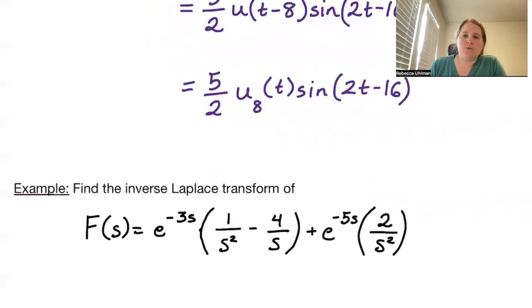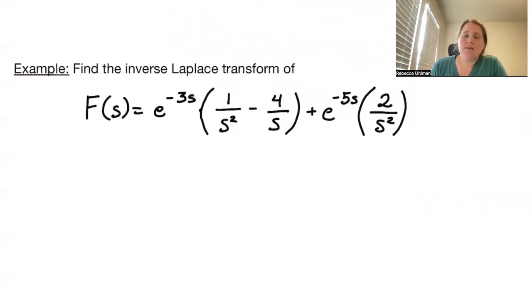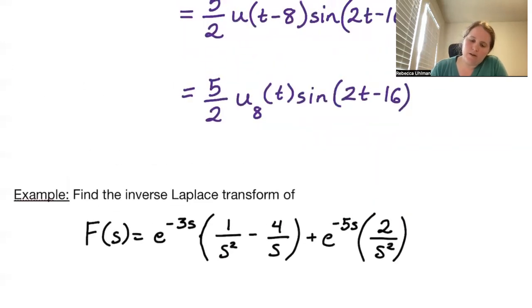All right, let's go ahead and do one more example. This time around, our capital F of s is e to the negative 3s times 1 over s squared minus 4s, plus e to the negative 5s times 2 over s squared. Actually, before we do that, sorry, let's write this first one just as a piecewise function.